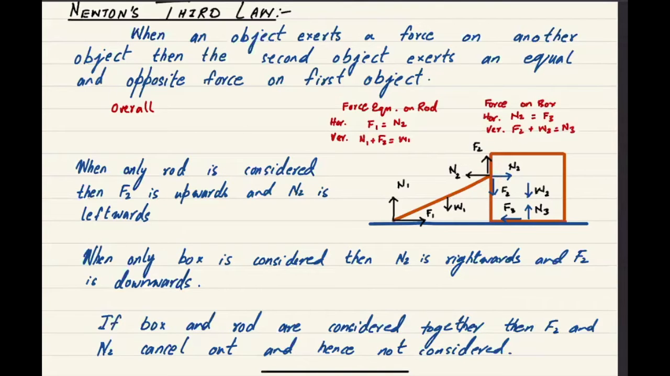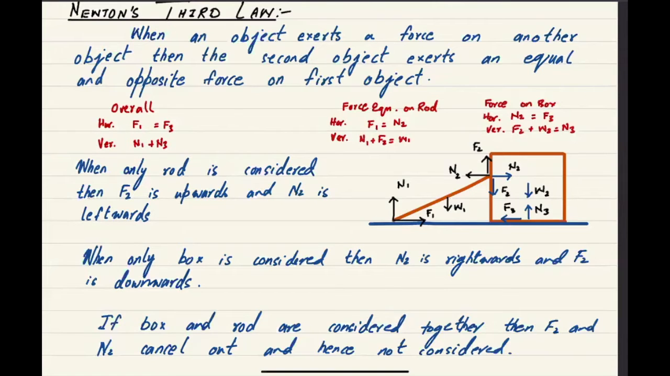So if you're making the overall equation, what would be your horizontal overall equation? F1 is acting rightwards and F3 is acting leftwards. These are the only two horizontal forces that you have to consider for the overall system. Likewise, if you're making a vertical equation, then F2 and minus F2 would be ignored. So the vertical forces upwards would be N1 plus N3.